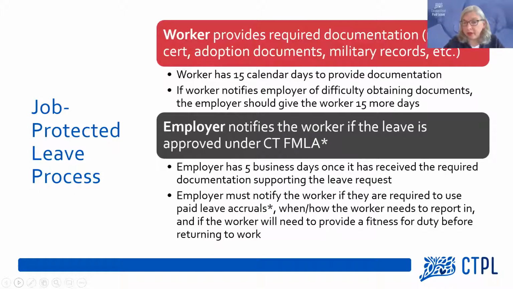So you notify the worker that it's approved. You tell them if they have to use their PTO. You tell them what they have to do for reporting in, whether they have to have a fitness for duty before they come back. If you deny the leave, you have to tell them why. And if the documentation is insufficient, you have to tell them that and give them at least 7 days to try and cure the problem. You also need to consider if they're eligible for other benefits, which we'll talk about in a moment.